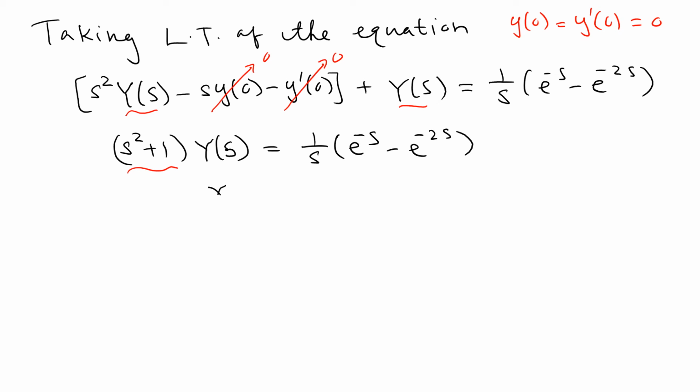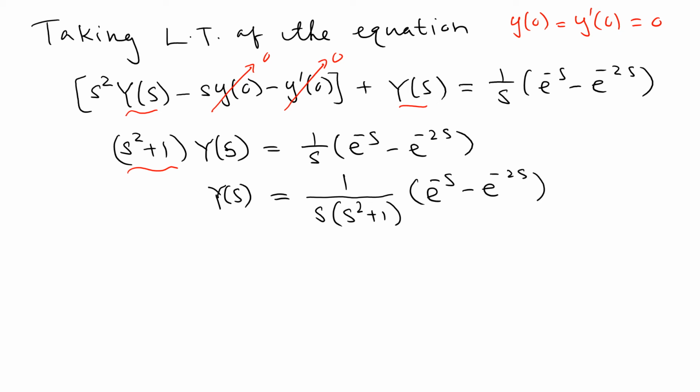So you get Y(s) equals 1 over s times s squared plus 1, and then we have e to the minus s minus e to the minus 2s. Now the question is, what are we going to do now? So what we normally do is we first find the partial fractions for this one. That's the first step. So let's do that. So using partial fractions, we can write this.